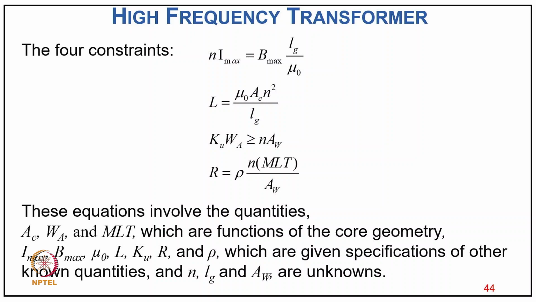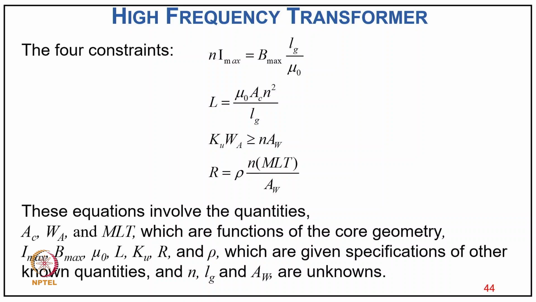The force constraint is N times I_max equal to B_max times L_G upon mu 0. So we get L_G from L equal to mu 0 A_C N square upon L_G, and Ku W_A should be greater than N A_W. So R comes to rho N MLT upon A_W.